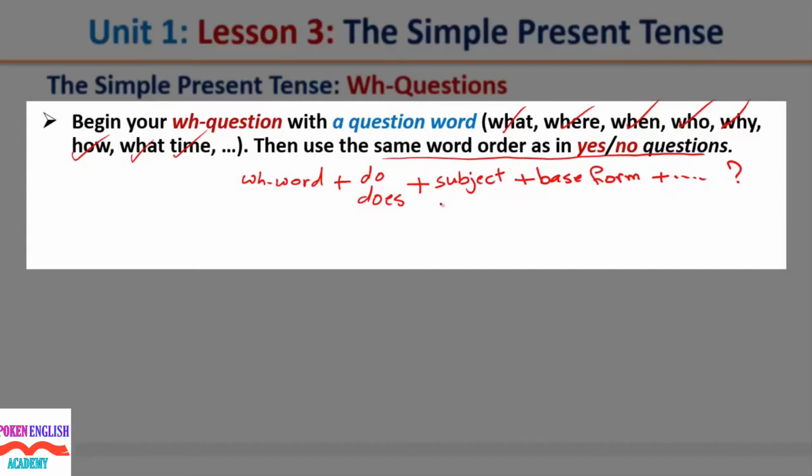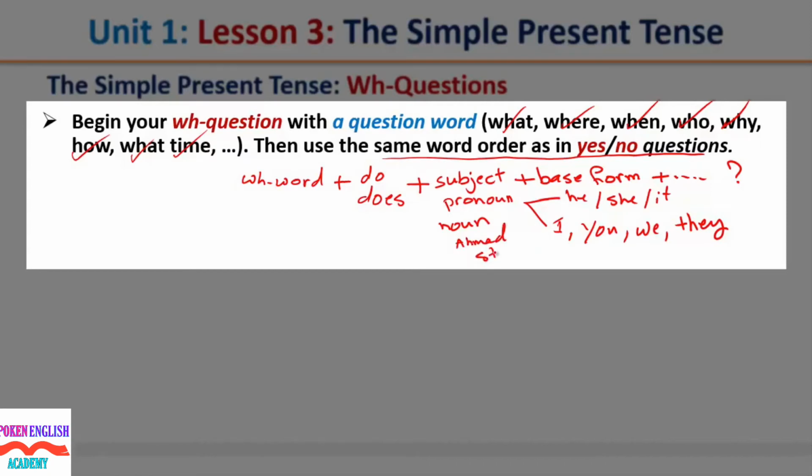Now remember, the subject could be a pronoun, he, she, or it, or it could be I, you, we, or they, or it could be a noun. For example, Ahmad, students, etc. Examples.